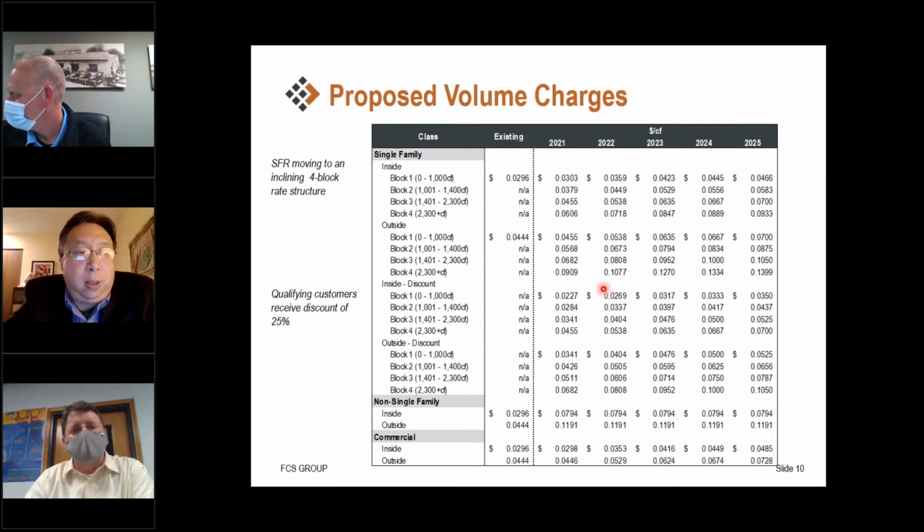Okay, and considering that let's say we go with the 4-tier system, considering that's basically being used to get people to conserve.